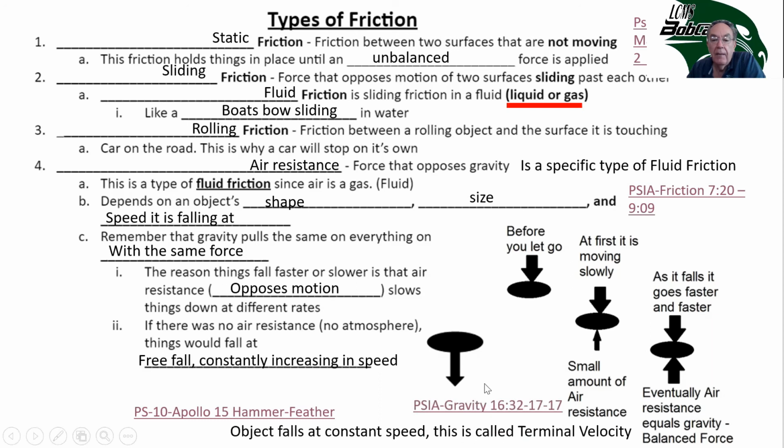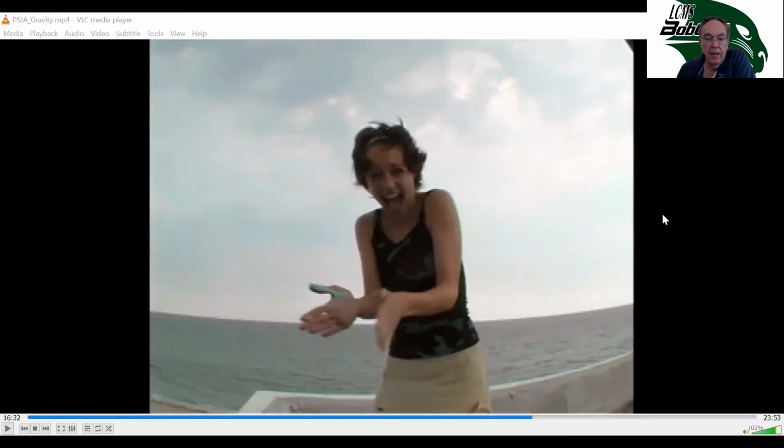In this last clip, we're going to look at some skydivers and see how when they first jump out of the plane, they fall faster and faster and faster. Gravity continues to pull on them the same, but the air resistance underneath them builds up until they fall at a constant speed. Okay, now in this next little clip, we're going to take a look at gravity and terminal velocity as these skydivers jump out of this airplane.